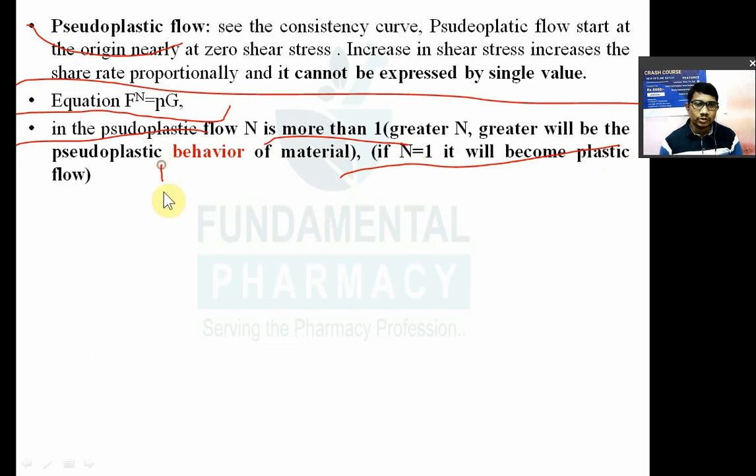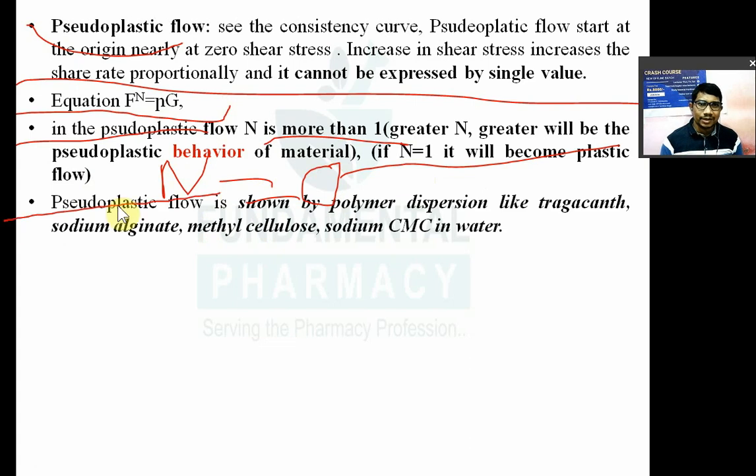And if n is equal to 0, that is nothing but a Newtonian liquid. So n equal to 0 means Newtonian liquid. n more than 1 means pseudoplastic behavior. n equal to 1 means plastic behavior. To summarize: n equal to 0 is Newtonian liquid, n equal to 1 is plastic liquid, and n more than 1 is pseudoplastic.